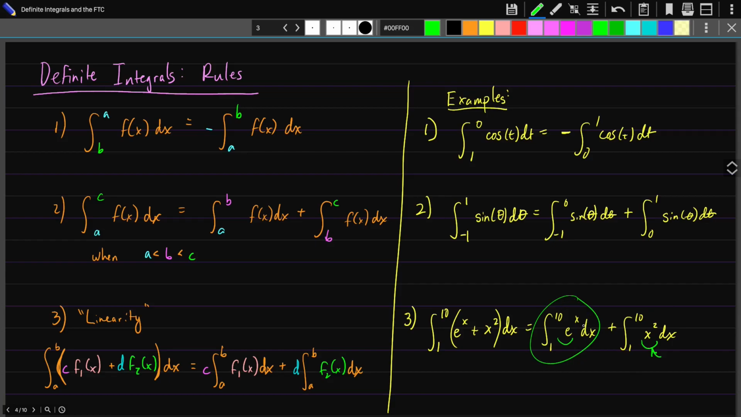Another example using this property of linearity is if I have the integral from 1 to 10 of 5 e to the x dx, I can actually pull out the 5. And you might be wondering, how did I get this type of trick from linearity?